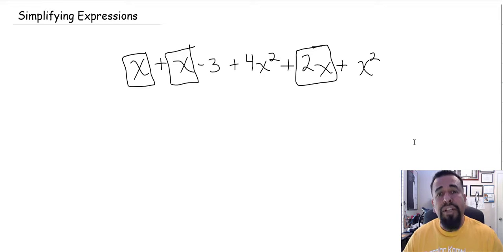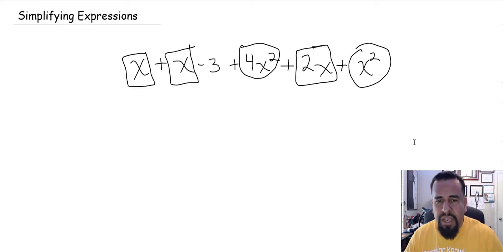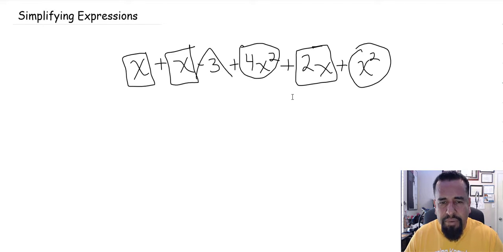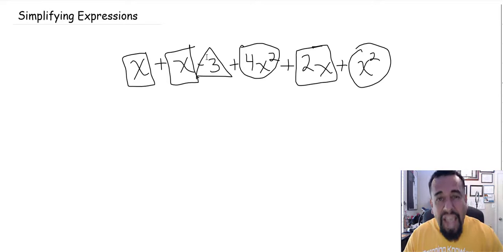Now I'm going to put a circle around the x squareds. This is an x squared. This is an x squared. Look what it leaves behind: a 3. And not only a 3, that minus sign belongs to the 3. So that whole thing is together. Because I need another shape, just for demonstration purposes, I'm going to put a triangle around this. Now, the number by itself is called a coefficient. Excuse me, that's wrong. It's called a constant, okay?